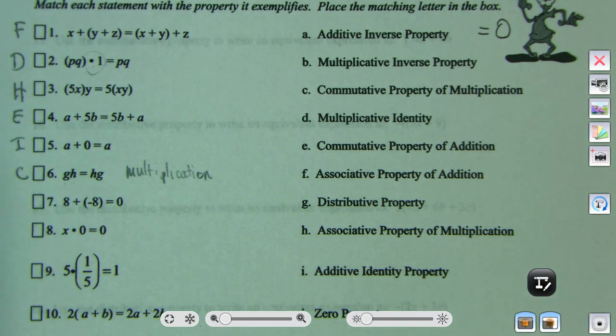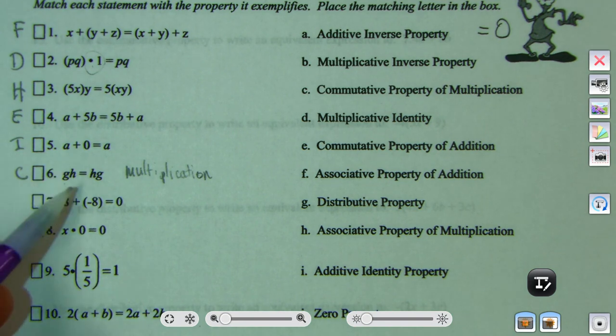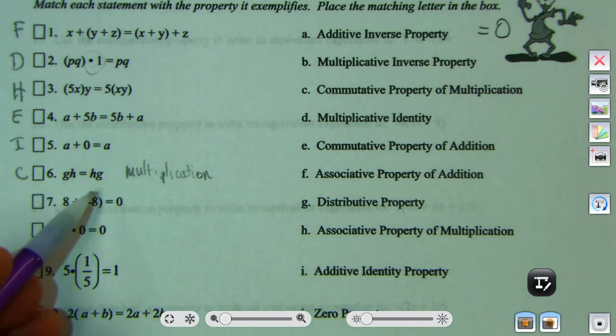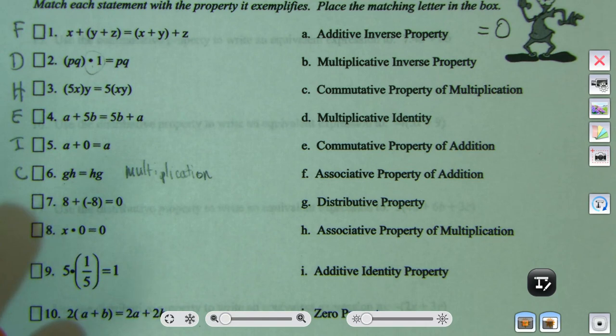Anytime we change order, and let me give you just a little tip. Commutative typically will be 2 terms, associative will typically be 3 terms. And associative will have parentheses, whereas commutative doesn't necessarily have those. Could have, depending on how you write it, but we're going to keep it simpler than that.